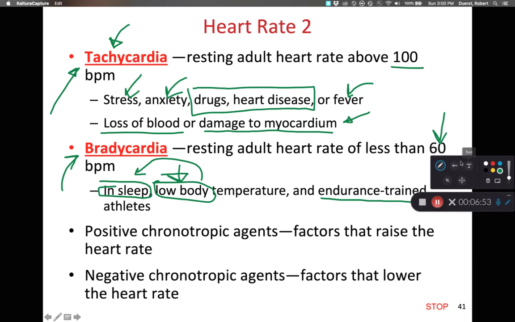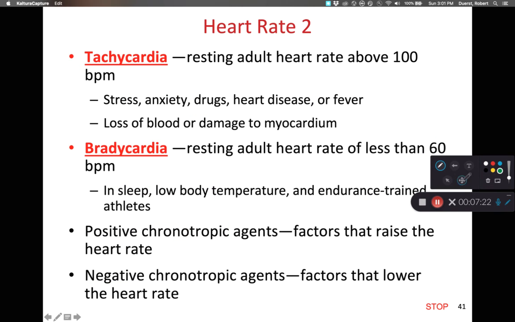As we look at chemicals that influence heart rate, they are chronotropic chemicals. When we think of chrono, think of time. If we have a chemical that influences the amount of time between beats, it's a chronotropic chemical. Positive chronotropic chemicals are going to raise our heart rate. Negative chronotropic chemicals are going to lower our heart rate.